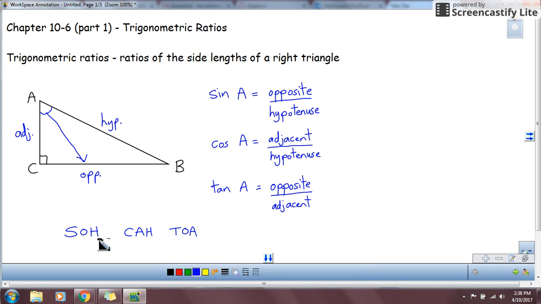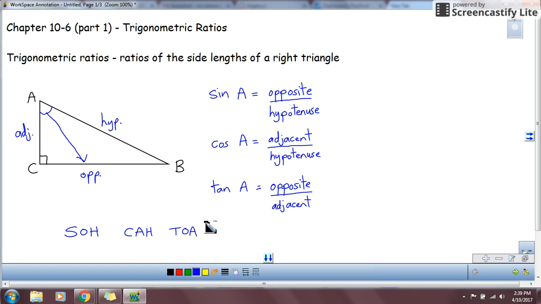This is a little acronym that we can use. We just say SOHCAHTOA. S stands for sine. So what this means is sine equals opposite over hypotenuse. This means cosine equals adjacent over hypotenuse. And this means tangent equals opposite over adjacent. So that's what SOHCAHTOA means. It's a little acronym to help you remember what sides relate to which ratio.